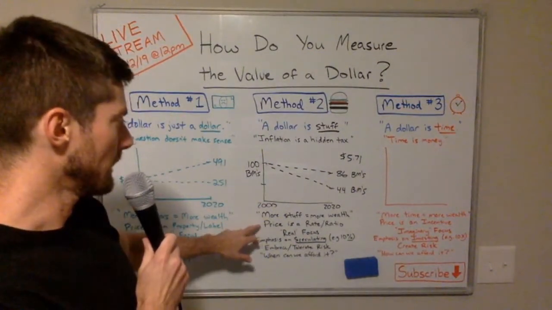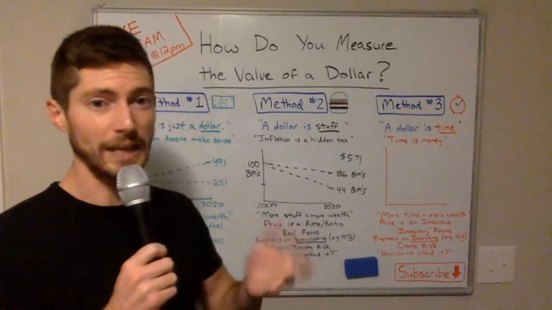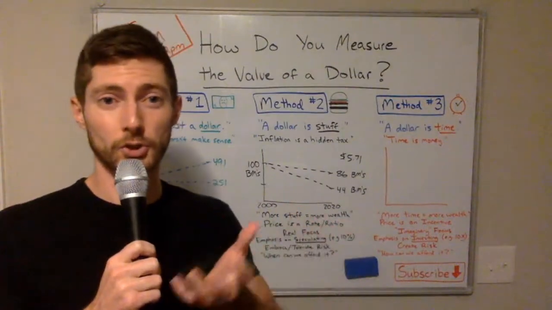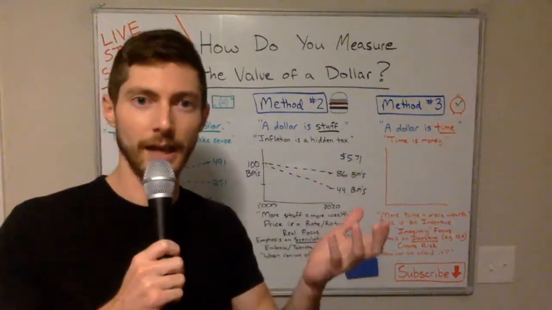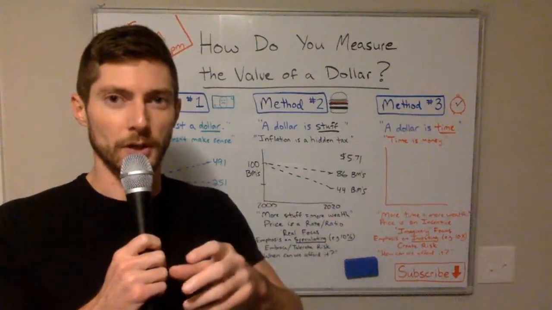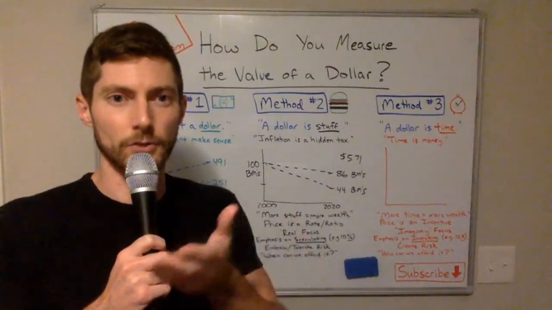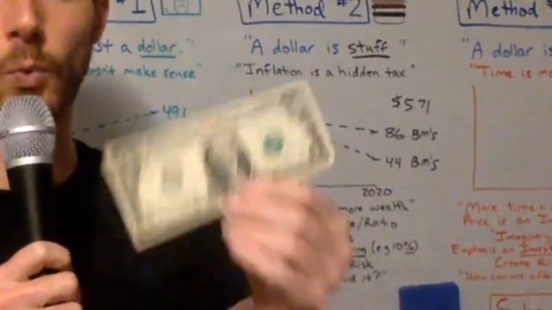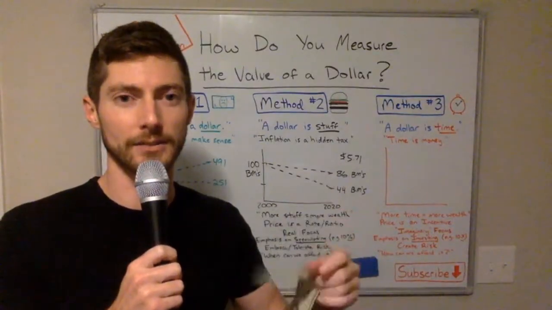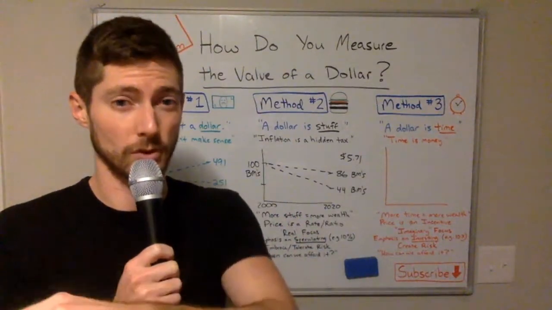A better way is price is a rate or a ratio. A rate or a ratio. So just like you might have $10 per shirt, you could say one shirt is $10. Sure. It goes both ways. So $10 per shirt, but you might also say $1 is a tenth of a shirt. So you can measure what $1 will get you. Not the number of dollars it takes to get one shirt, but $1 buys how many shirts.